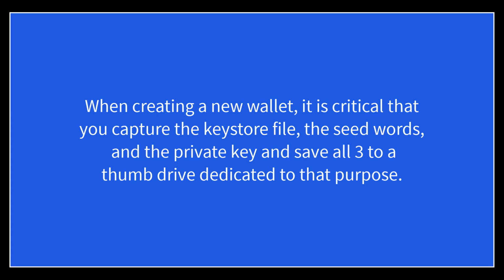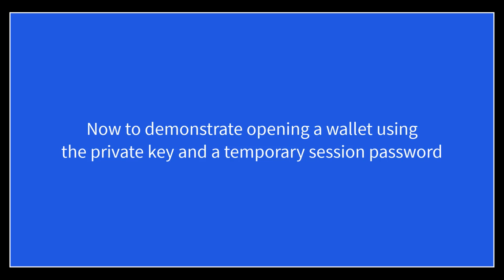Once you have gone past that in the creation of the wallet, you will not be able to retrieve any of that information from the wallet. There's no provision within the wallet to be able to get those things, so that's your one and only opportunity to capture the key store file, the seed words, and the private key. So keep that in mind, and again, store them on a thumb drive dedicated to that only, and you do this so that you can unplug that thumb drive and only plug it in when you need to unlock your wallet. And now I will demonstrate opening the wallet using the private key and a temporary session password.